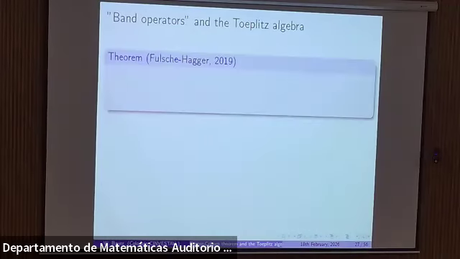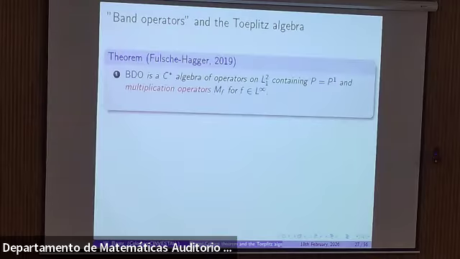And here's another observation. If you take a band-dominated operator, this is a C-star algebra, but these are operators on the L2 space. And these operators contain the Toeplitz projection, so the projection onto the Fock space is inside that algebra. And also every multiplication operator with an L infinity symbol is also inside the algebra, that's trivial. And since Toeplitz operators are products of those, they're also inside the algebra.